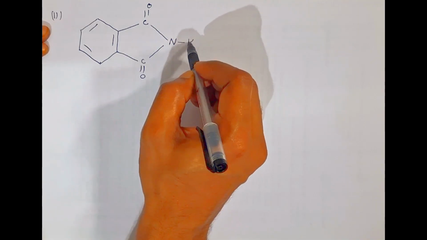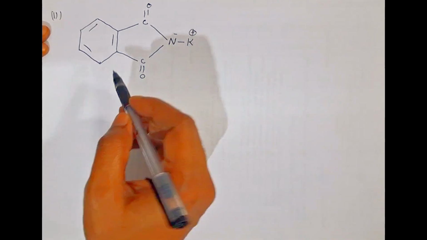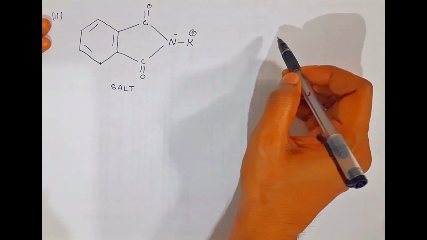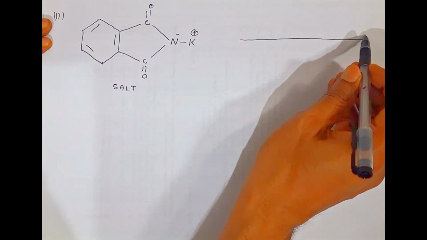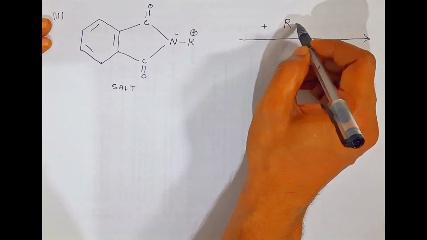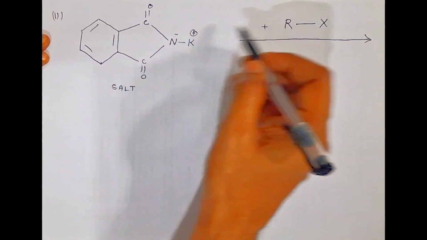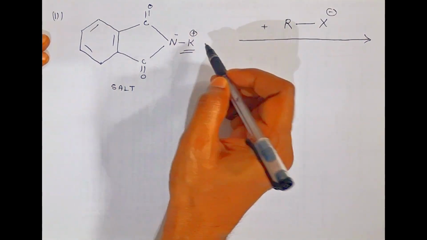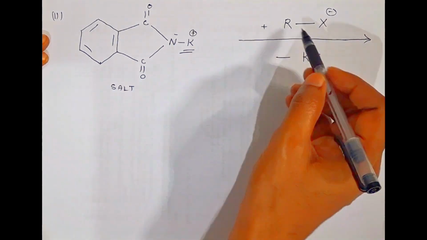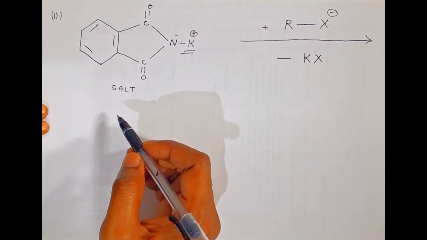Now it combines with potassium. Potassium is always positive, so the nitrogen will be negative. So here you get the salt. Now this salt combines with an alkyl halide, any alkyl halide. The negative charge combines with the positive charge of potassium and removes potassium halide like this. Now the alkyl is joined and it gives you N-alkyl phthalimide.